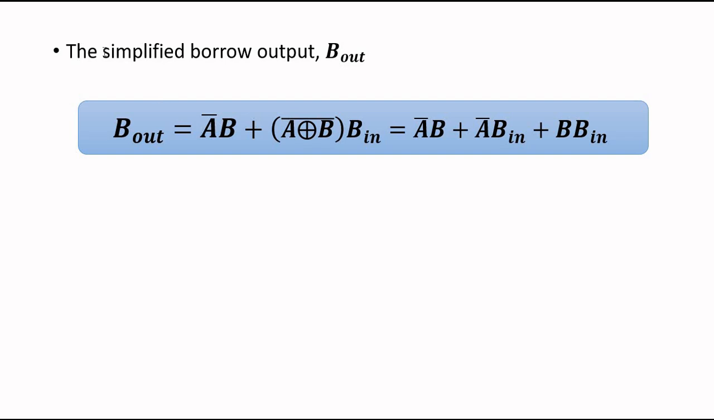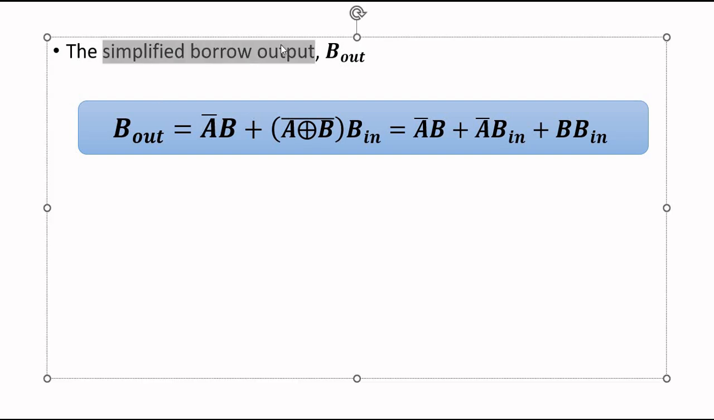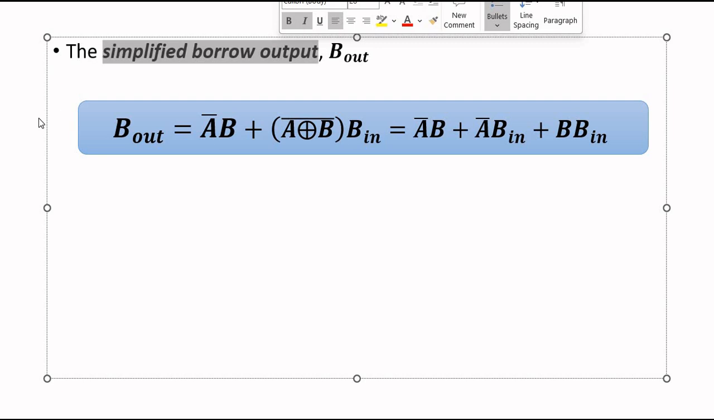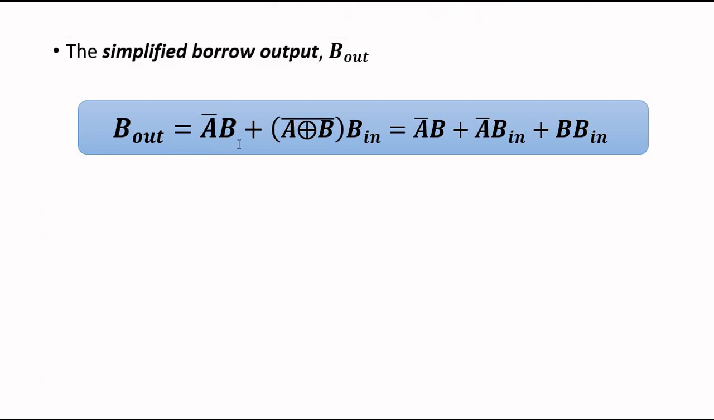Okay, the simplified borrow output is A bar B or A XOR B bar into B in, which is A bar B or A bar B in or B B in. This is the simplified form, which we'll see how it comes to this.